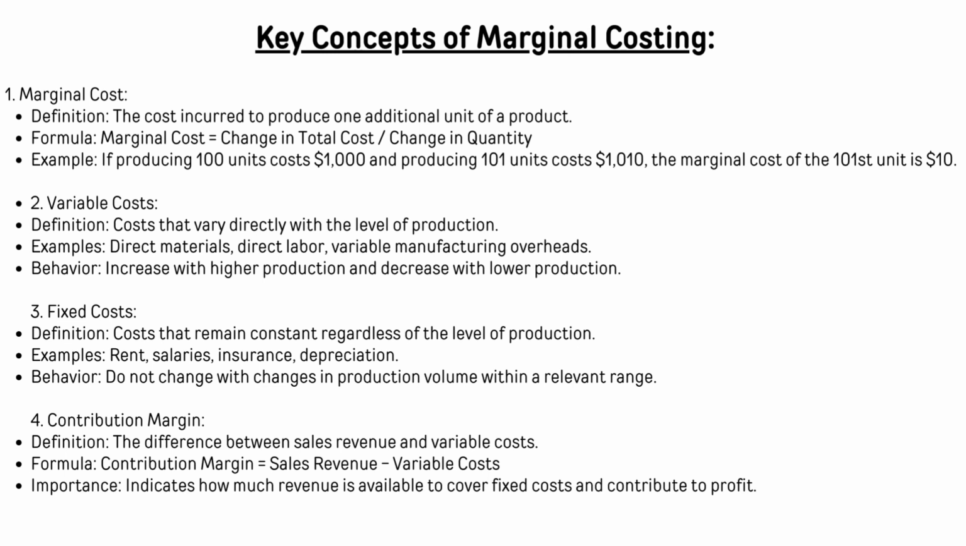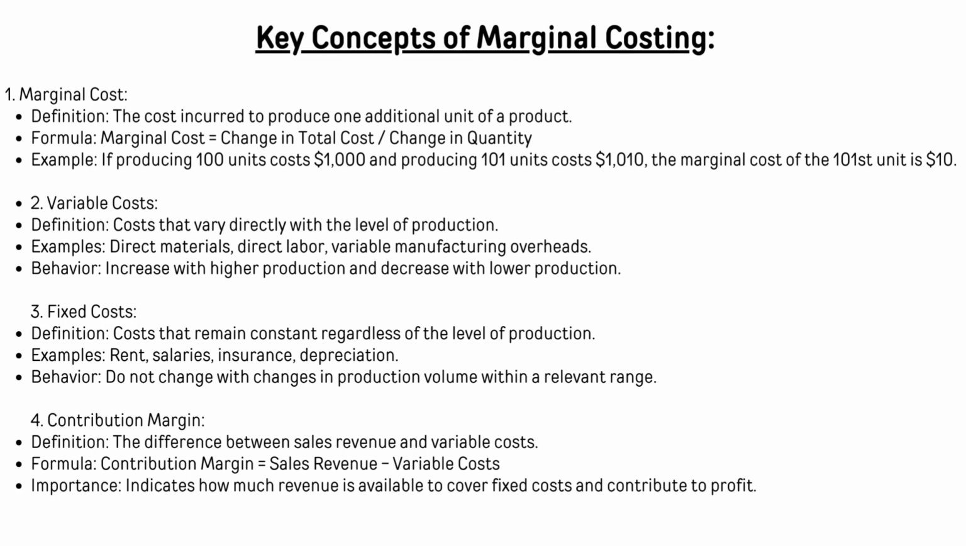There are some key concepts of marginal costing. Marginal cost definition: the cost incurred to produce one additional unit of a product. Formula: marginal cost is equal to change in total cost by change in quantity. Example: if producing 100 units costs $1,000 and producing 101 units costs $1,010, the marginal cost of the 101st unit is $10.